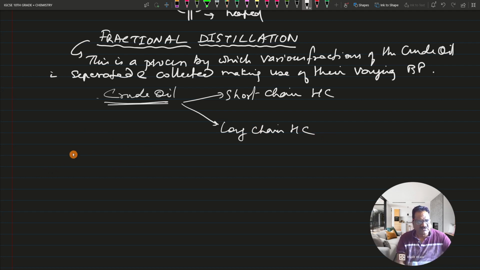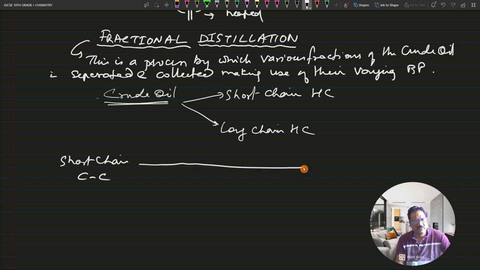Now, as you go from a short chain, say carbon carbon, towards a long chain, say carbon carbon carbon carbon carbon, n times. So this is a very long carbon chain. This is a short carbon chain. In between, you will have a medium carbon chain.